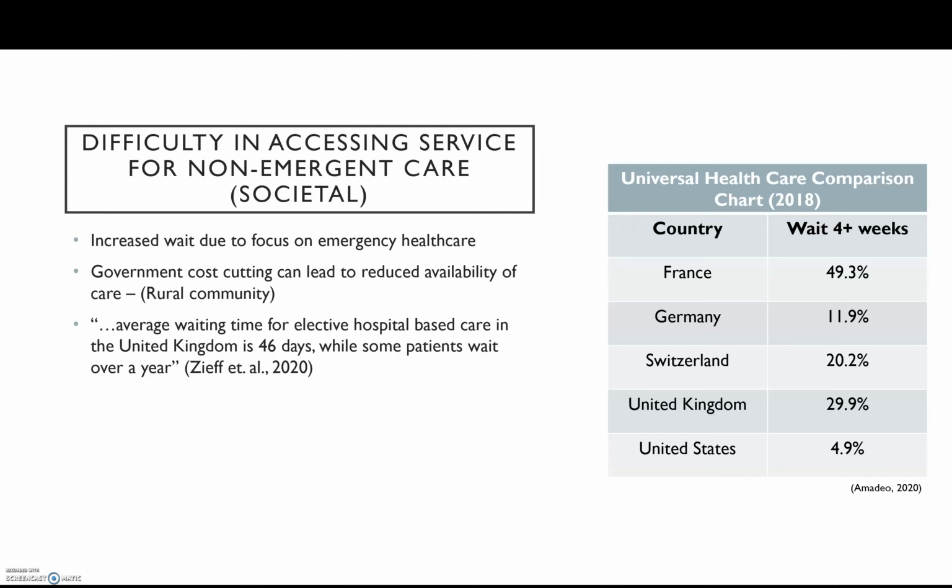As well as Zeif et al. in 2020 brought up the idea that the average wait time for elective hospital-based care in the UK is 46 days, with some patients waiting over a year. So with universal healthcare, you wait longer to be seen for, yes, elective stuff, non-emergent stuff, but if you want to be seen, you have to wait and plan out your months instead of being able to just walk into a clinic and be able to be seen that same day in a country like the US.